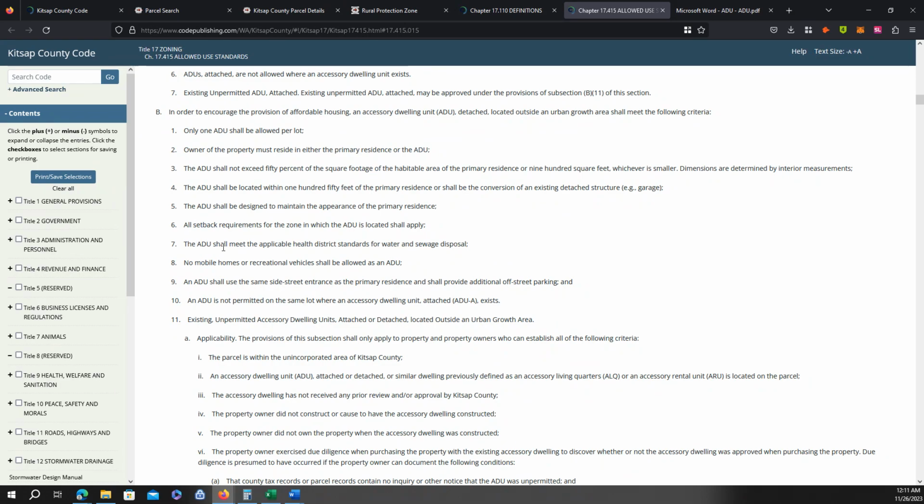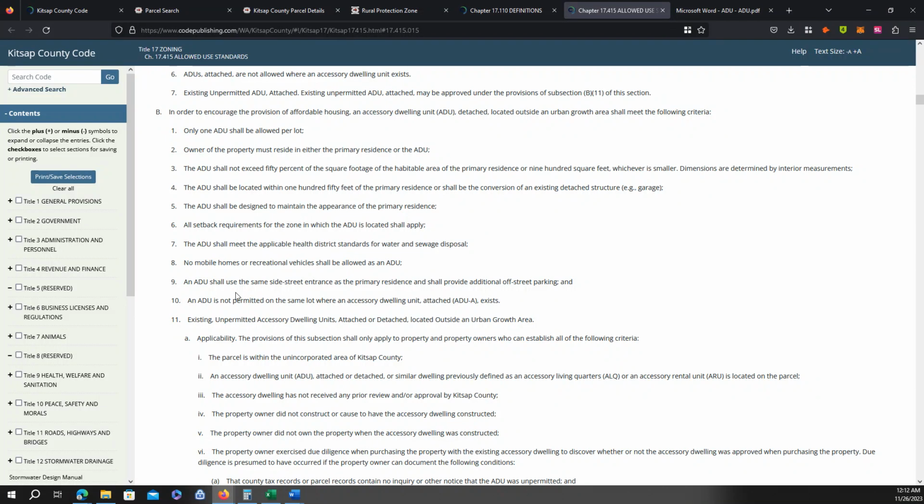7. The ADU shall meet the applicable health district standards for water and sewage disposal. Again, just like for the other sections, you've got to work with the Kitsap Health District. They're going to need to review your plans and give you an approval letter that you will use as part of your application for your conditional land use permit and your building permit for your detached accessory dwelling unit. You've got to get that first.